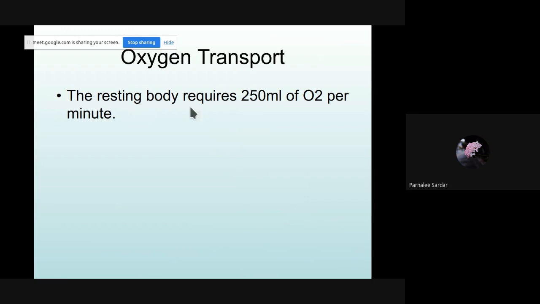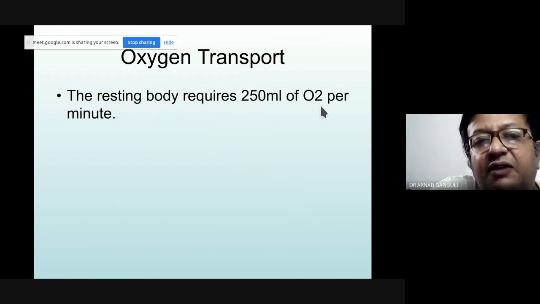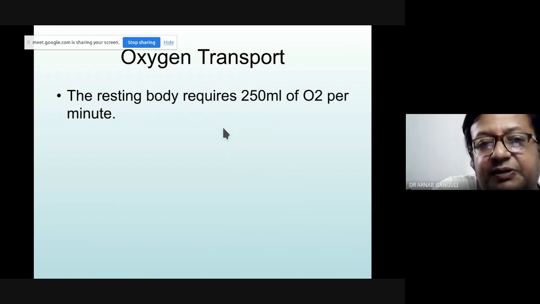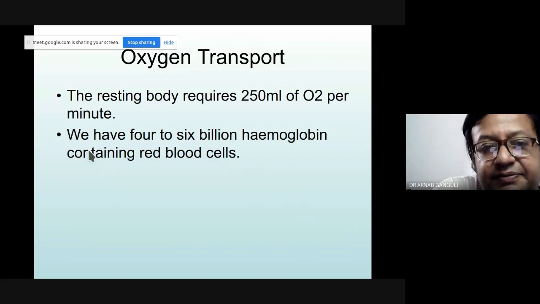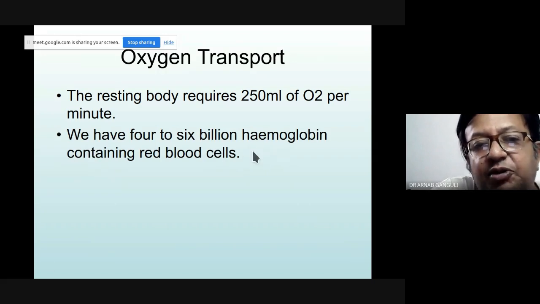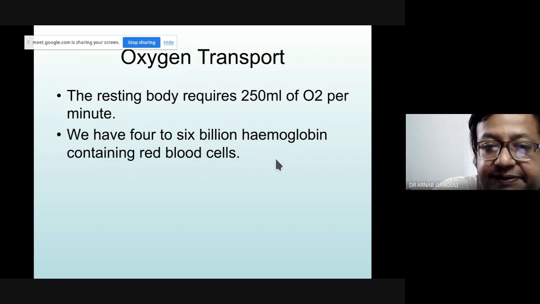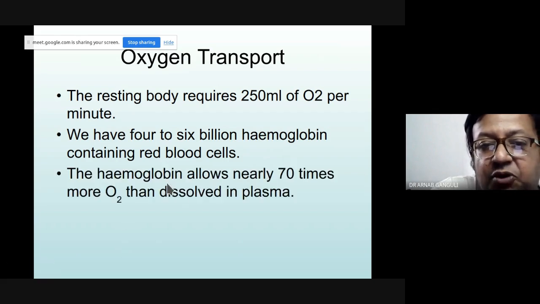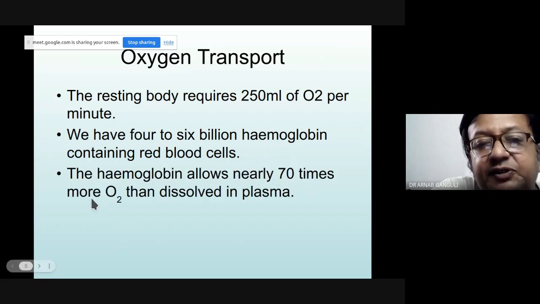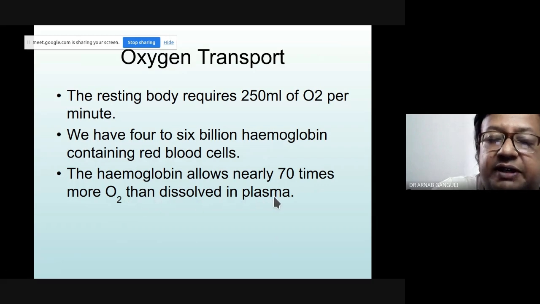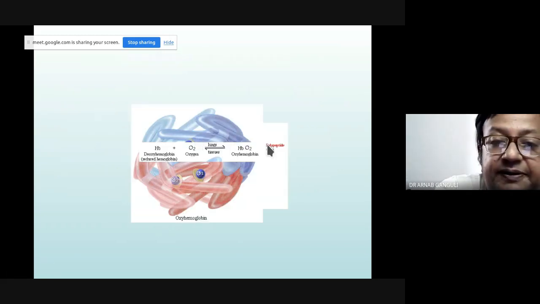So the resting body requires 250 ml of oxygen per minute. That means when you are sitting like this, you require 250 ml of oxygen per minute. We have 4 to 6 billion hemoglobin-containing red blood cells. Hemoglobin allows nearly 70 times more oxygen than is dissolved in plasma. You know that, 1.5 is dissolved and 98.5 is on hemoglobin. So around 70 times more oxygen is carried by hemoglobin.